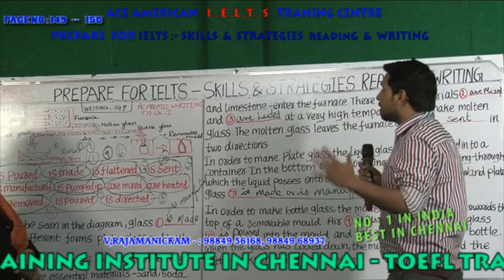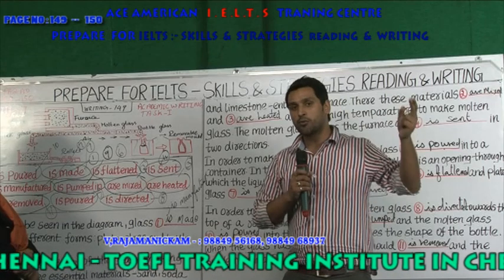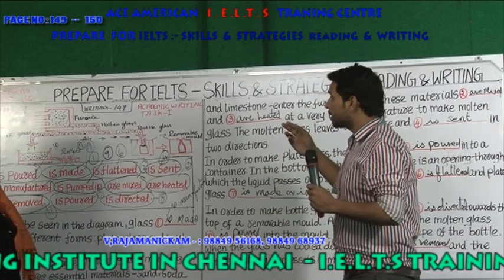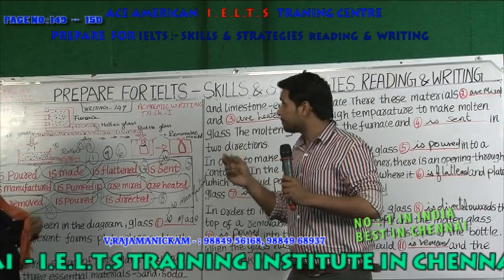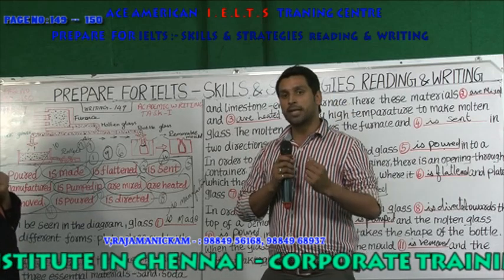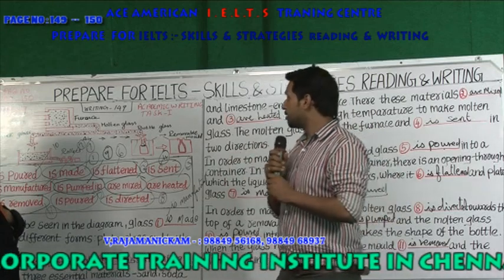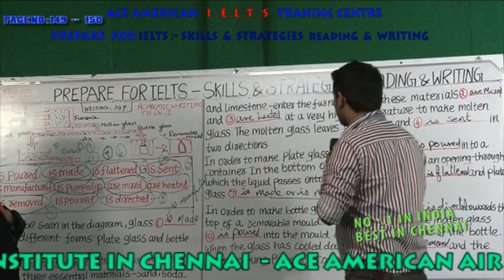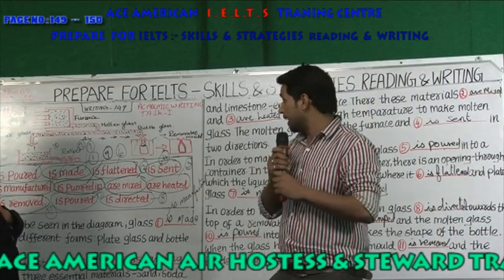After that, the mixed products will change into a molten stage, a liquid stage. That liquid is sent in two directions, to make two products from the molten material: one is plate glass and another is bottle glass. And the process to make plate glass after the molten stage is that the molten glass is poured into the container.